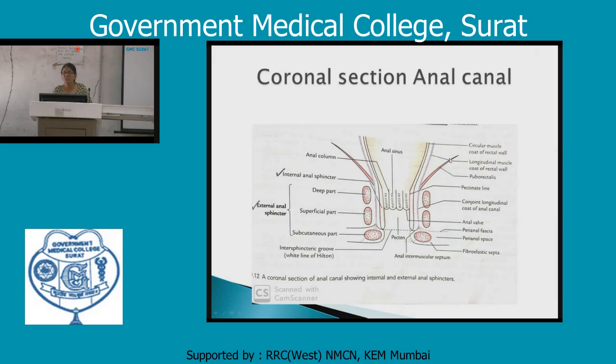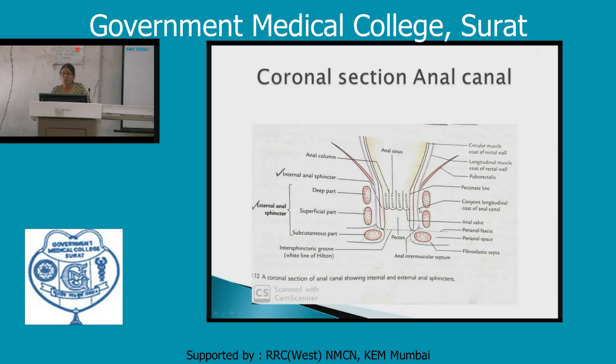This is puborectalis, this is the longitudinal muscle coat of the rectum. Both of these unite to form this conjoint longitudinal coat of the anal canal. So this is conjoint, here circular coat, here longitudinal coat, and these striated muscles which are voluntary in nature form the external anal sphincter.